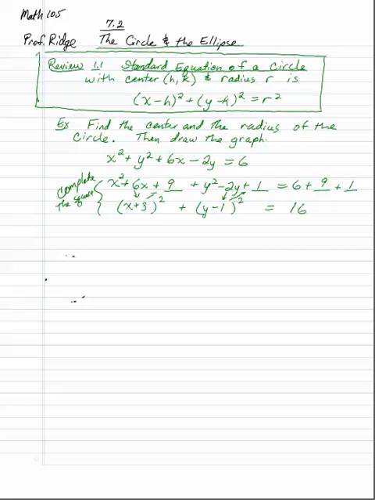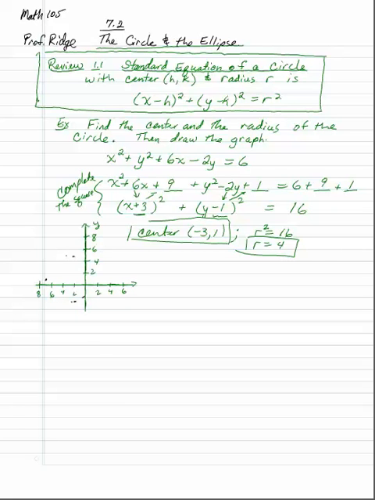So now we know that the center is negative 3, 1. And remember, for (h, k) you have to switch the signs. This is plus 3, so we make it minus 3. And that's minus 1, so it's plus 1. And then the radius: r squared is 16, so r equals 4. So we've got the center and the radius, and now we're going to graph it.